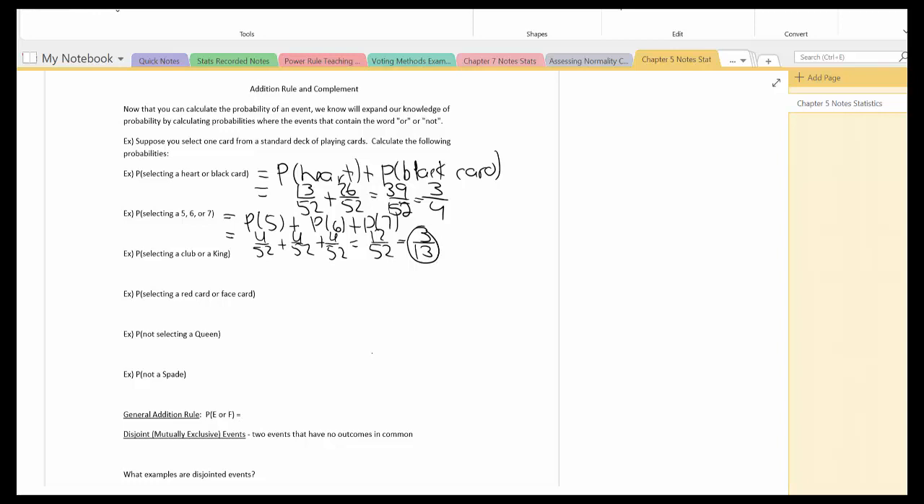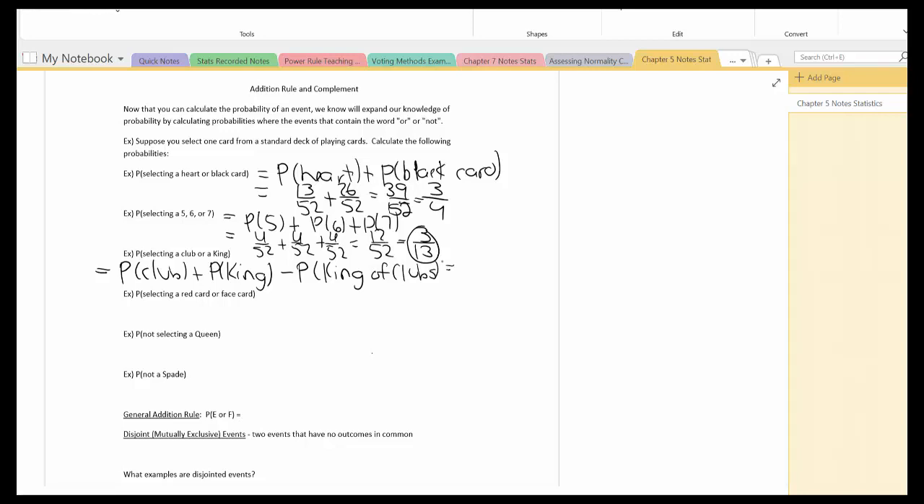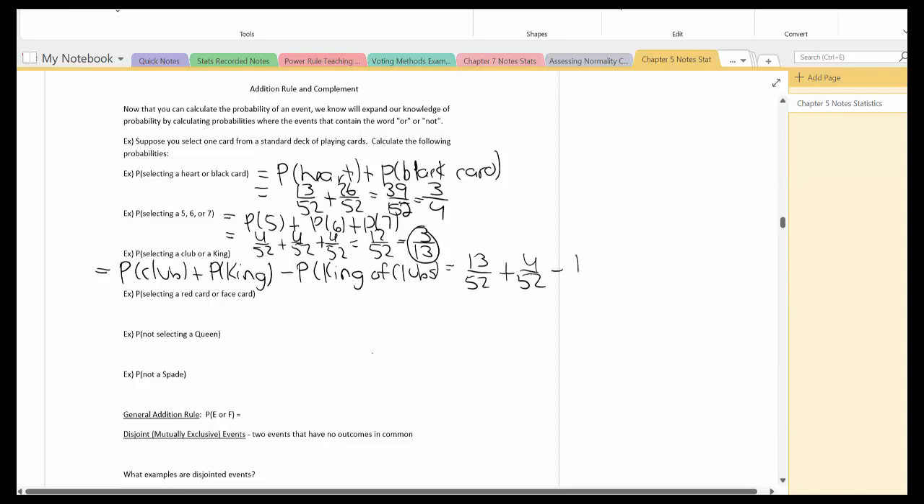Okay, probability of selecting a club or a king. Well, that's the same thing as the probability of a club plus the probability of selecting a king. Now, is it possible to select both the king and a club at the same time? The answer to that is yes, so I'm going to need to subtract out the overlap, which is going to be the king of clubs. Otherwise, it's going to be counted twice, once for being a king and once for being a club. And I can only count each card once. So there are 13 clubs, there are 4 kings, and 1 that is both. So I will subtract the 1 out of 52. That's 17 minus 1, that's 16 out of 52. And that simplifies down to 4 over 13.